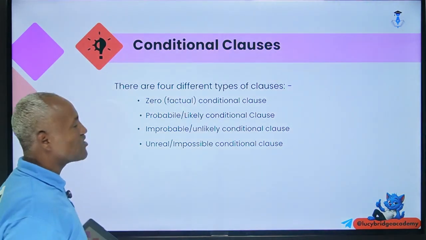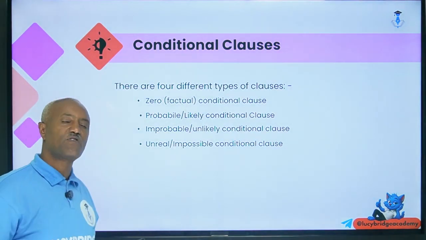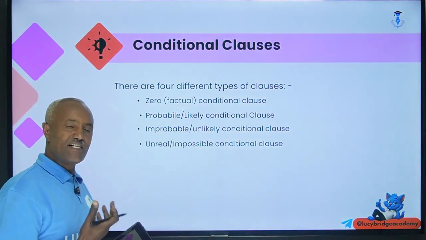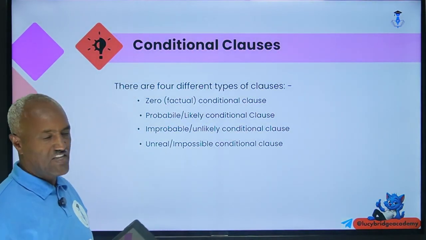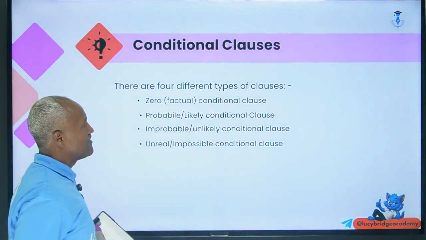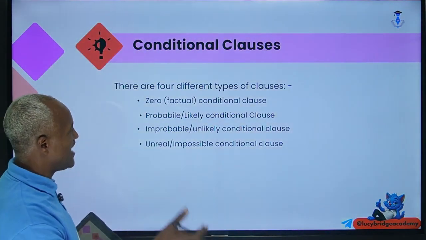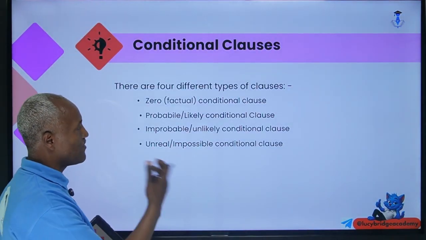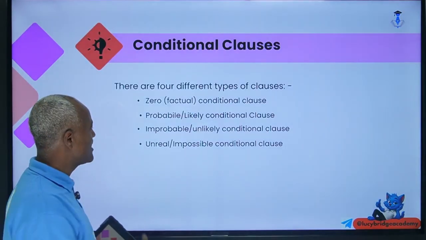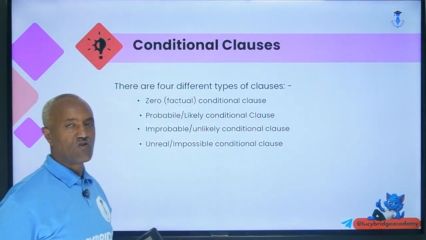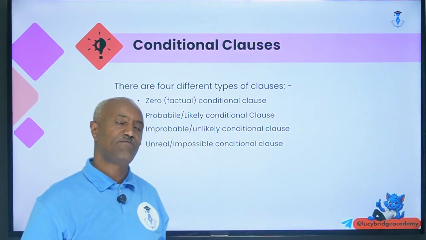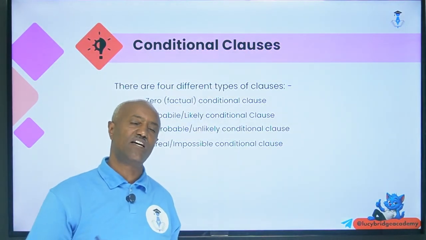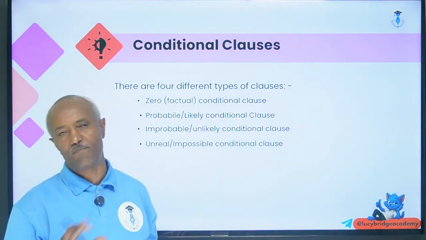Different scholars may name the 4 types of conditional clause in different ways, but this can bring us into the same boat. Therefore, the first one is the zero or factual conditional clause, then the probable or likely conditional clause, the improbable or unlikely conditional clause, and the unreal or impossible conditional clause. Each of them basically has its own pattern, and the first thing you are expected to do is to be familiar with all the patterns.